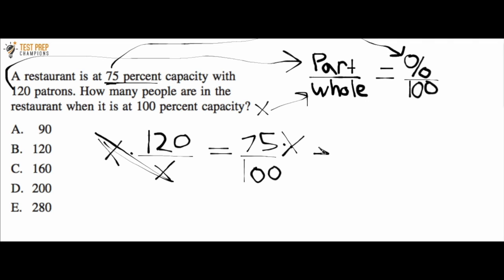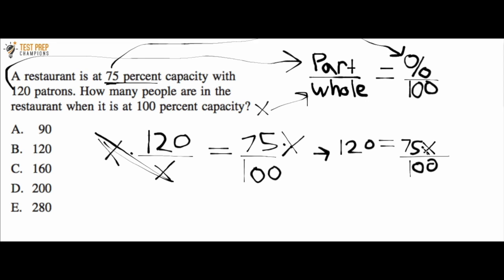All right, and I'm going to have 120 equals 75x over 100. Okay. So all I did was I want to get this x out of the denominator of the fraction and get it upstairs here into the numerator because it's going to make it easier to work with. All right. So now I have 75 times x divided by 100.